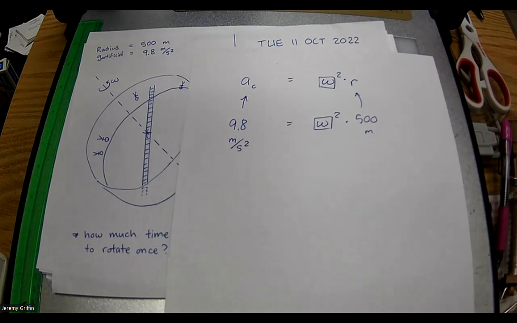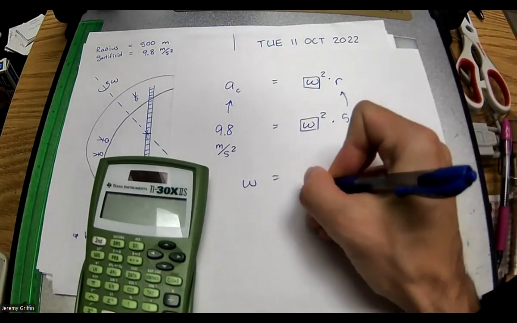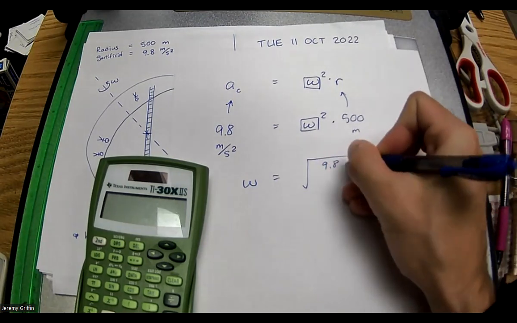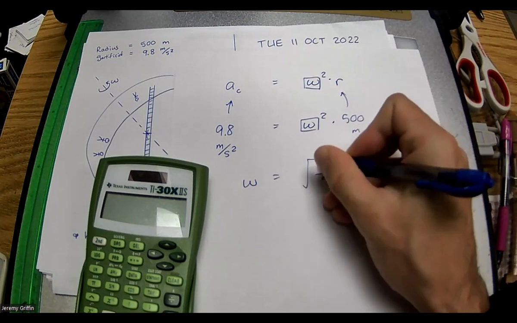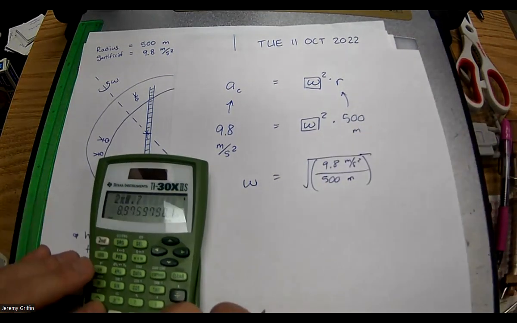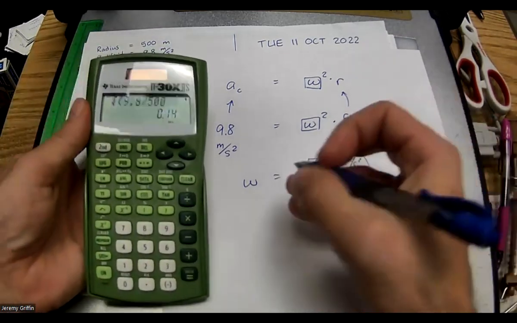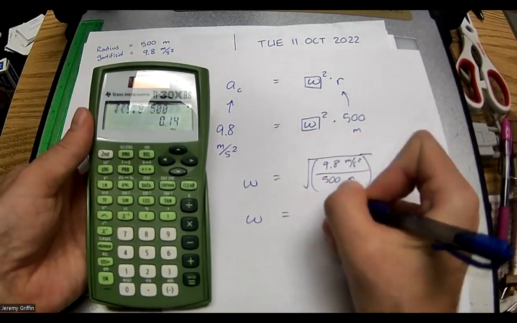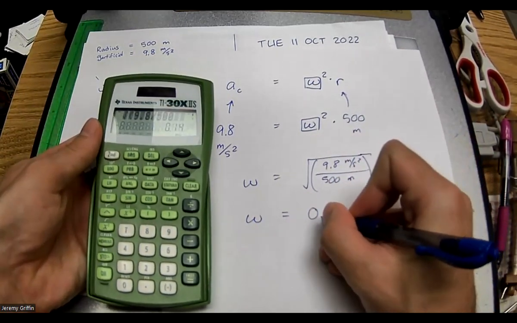Divide this 500 down, take the square root. All right, you guys getting that number right there? You guys beat me to this answer, right?